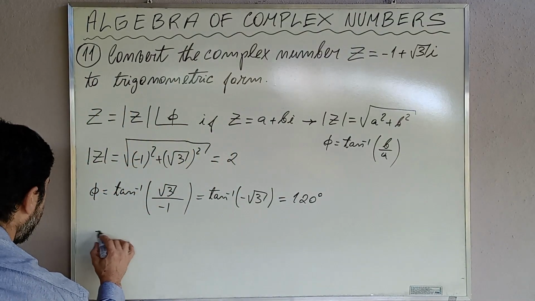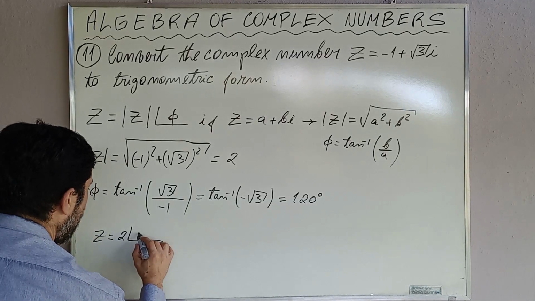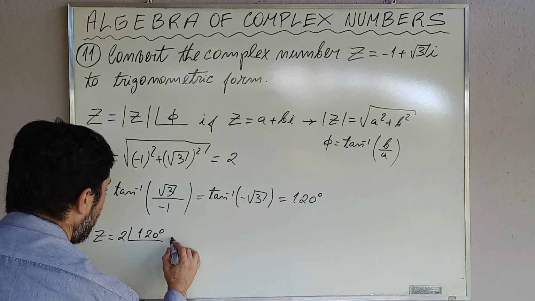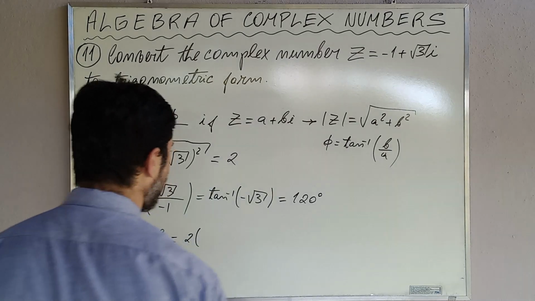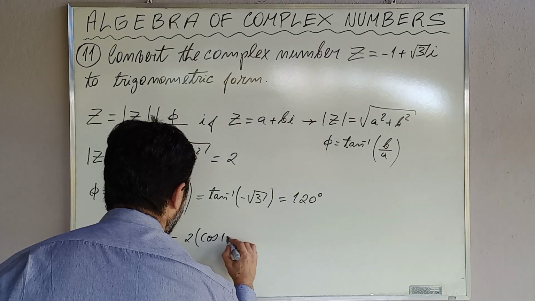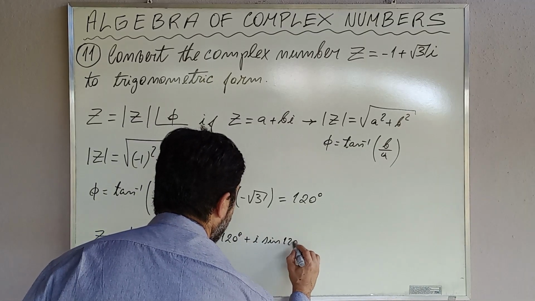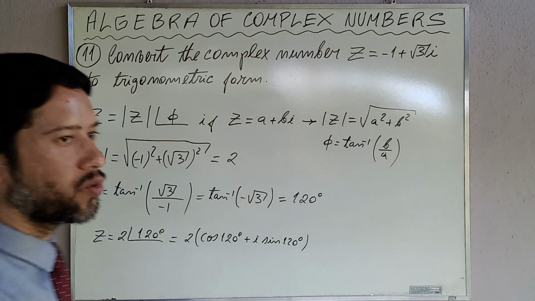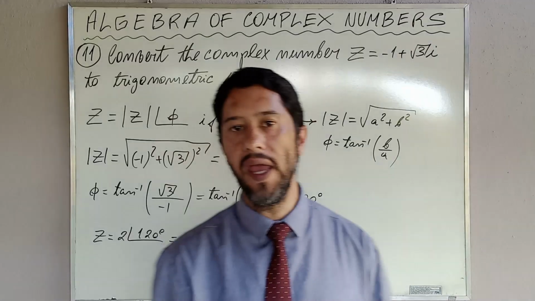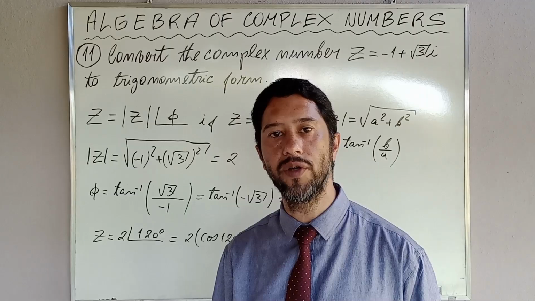Therefore, z is equal to 2 phase 120 degrees. And the trigonometric form is 2 times the cosine of 120 degrees plus i times the sine of 120 degrees. Observe this. And this is all that the exercise wanted us to calculate. And it is all for this exercise. Let's go to the next.